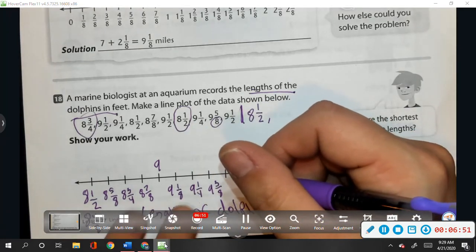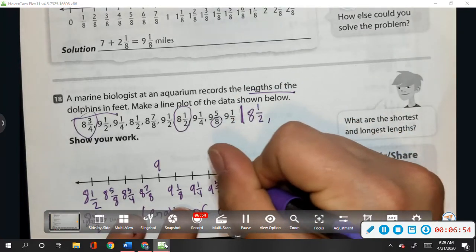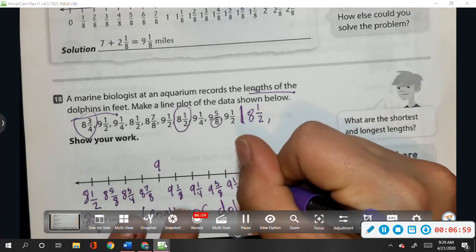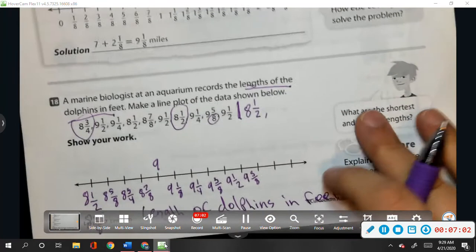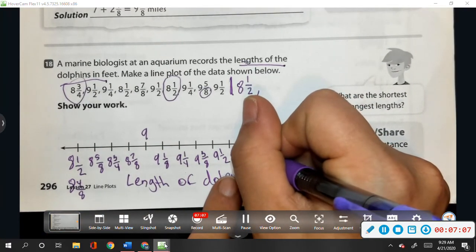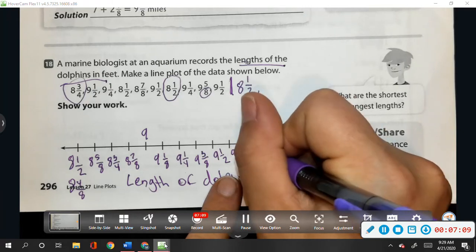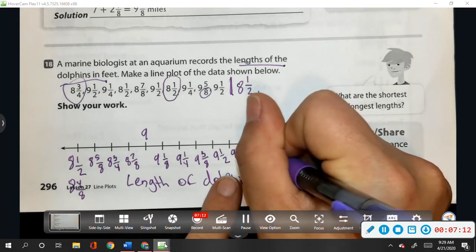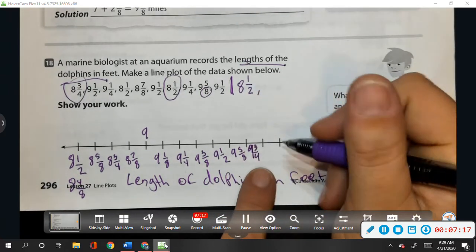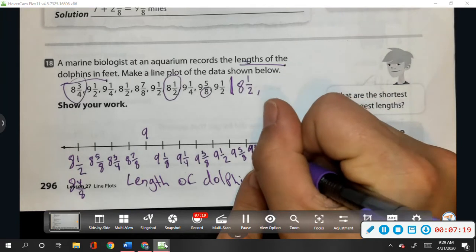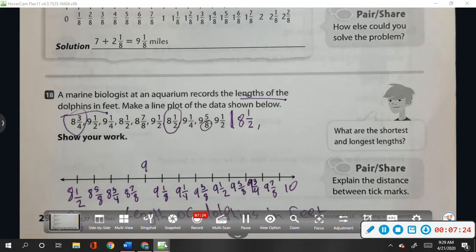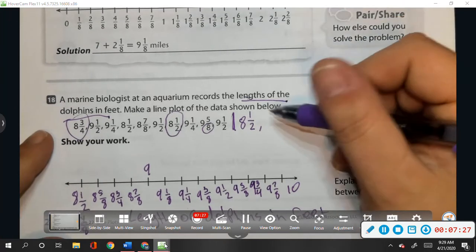Then we would need to put 9 1/2. Then 9 5/8. I'm sorry if I'm getting a little sideways with my lines. 9 3/4. 9 7/8. And then this would be 10, because 9 8/8 would be 10. Alright, now we're just going to fill in our line plot.